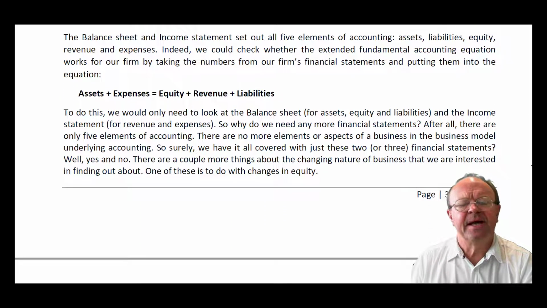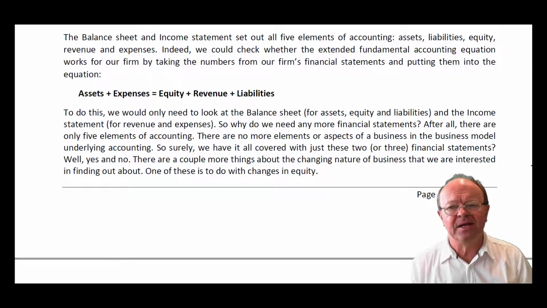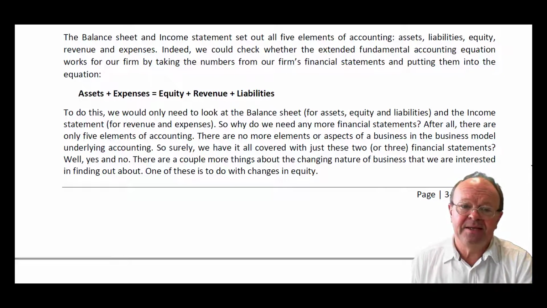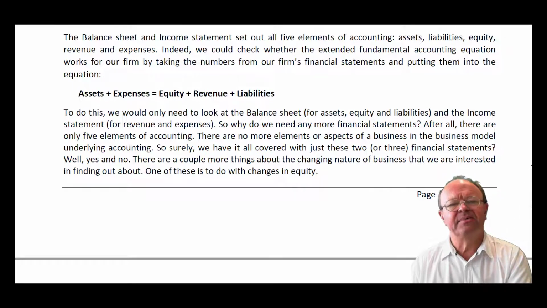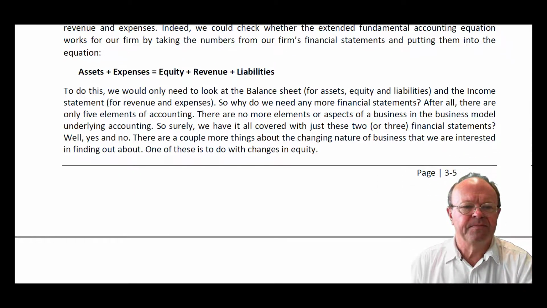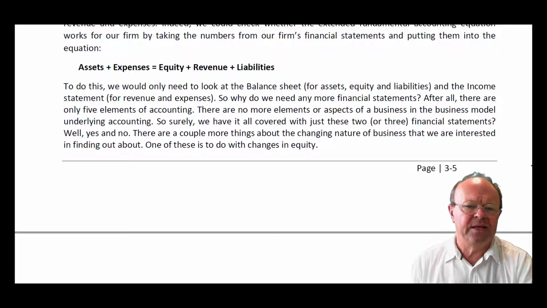The balance sheet and income statement set out all 5 elements of accounting: assets, liabilities, equity, revenue, and expenses. Indeed, we could check whether the extended fundamental accounting equation works for our firm by taking the numbers from our firm's financial statements and putting them into the equation. Assets plus expenses equals equity plus revenue plus liabilities.